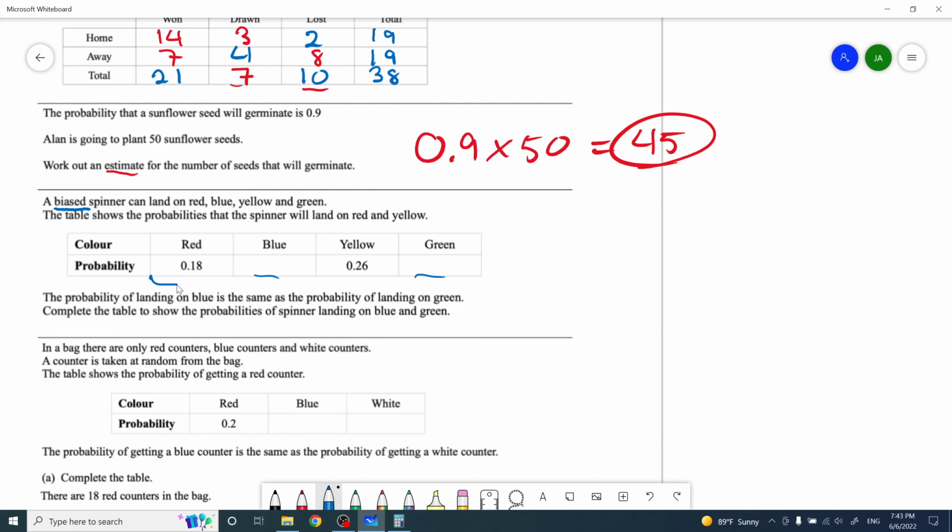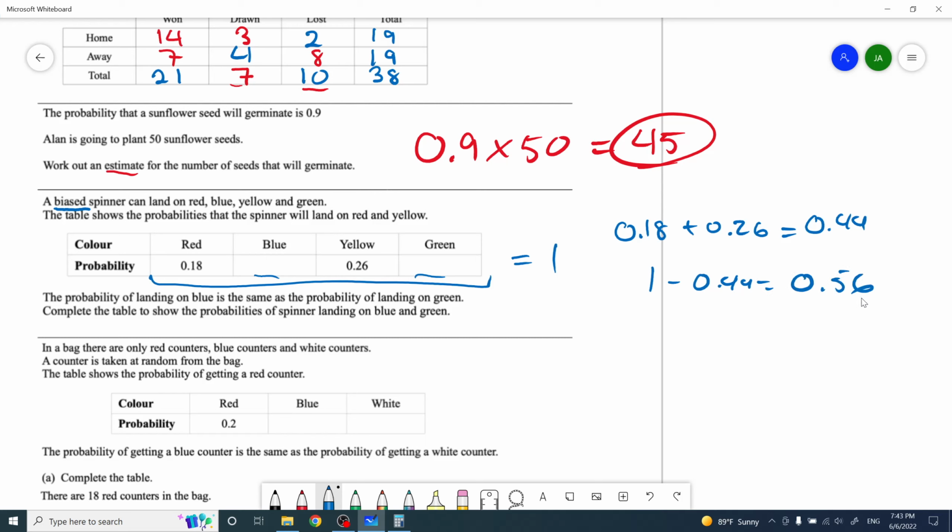Okay, so we know that if we add all of these together, it should equal 1. So if I take red plus yellow, 0.18 plus 0.26, that is going to give me 0.44. And so now I know that whatever I have left, I need to divide evenly among these two, so I'll take 1 minus 0.44, which equals 0.56. And I'm just going to divide that by 2. 0.56 divided by 2 is going to give me 0.28. So I should have 0.28 and 0.28. That's a 5, not an 8. I don't know why I wrote that.